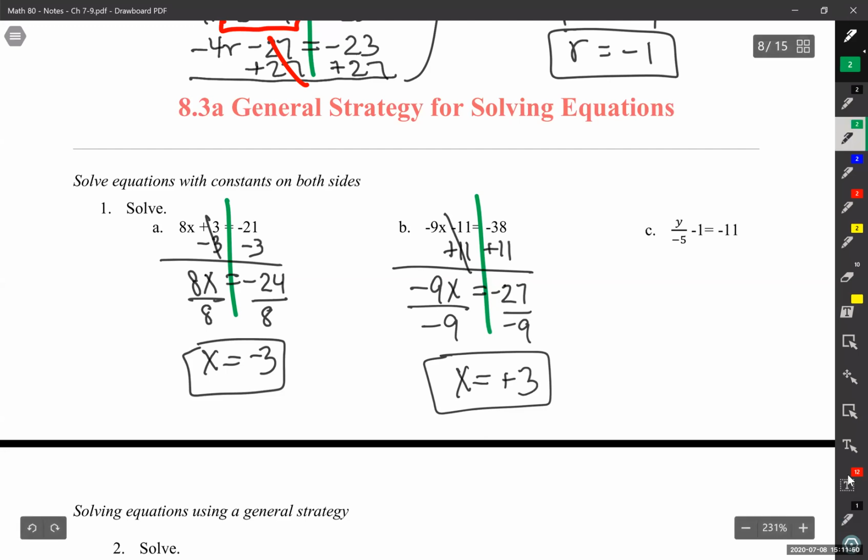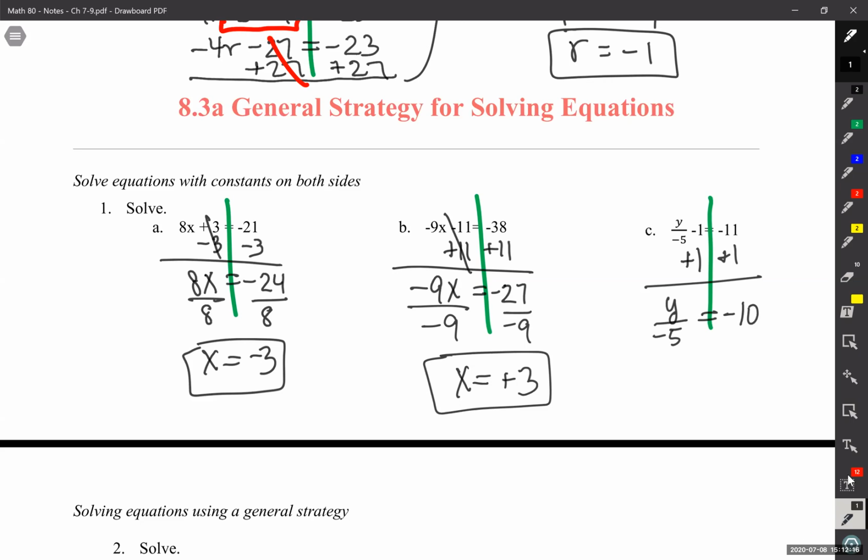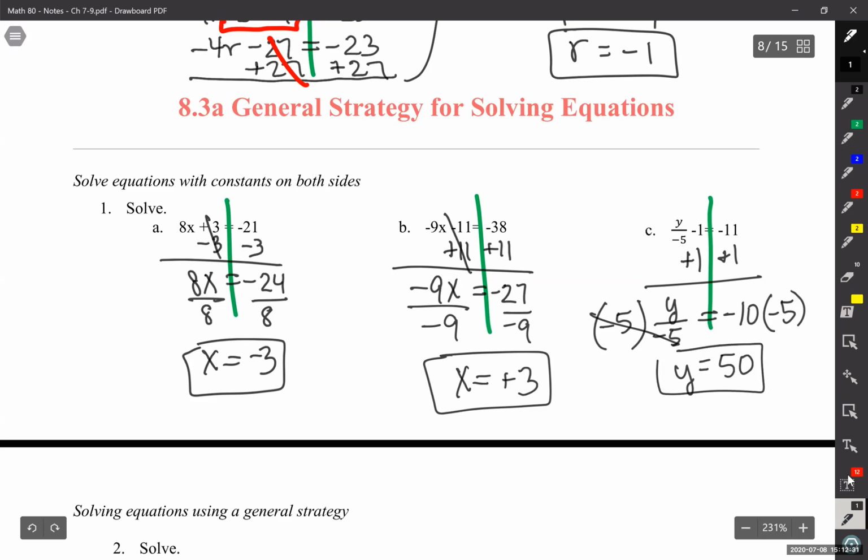And finally, now this has a fraction in it, so it does initially look complicated, but if we just do this one level at a time, we'll find out that there's not actually any fraction work that needs to be done in this problem. So I'm going to add 1 to get the constants together, and I get y over negative 5 equals negative 10. Instead of a fraction, we're really looking at division over here. So I'm going to multiply, because that's the inverse of division. I'm going to multiply both sides by negative 5, and I end up with y equals 50 as the final.